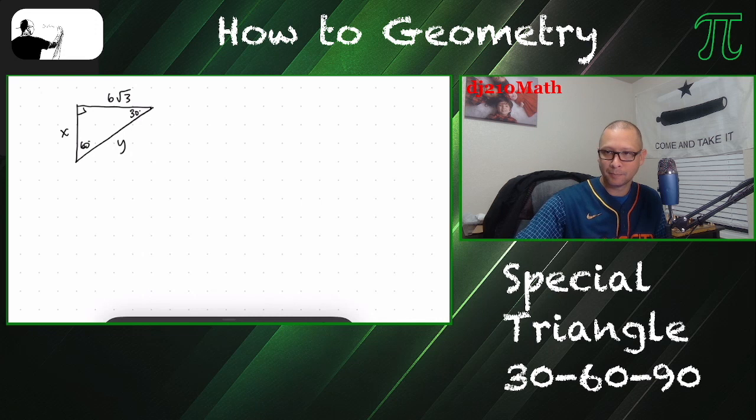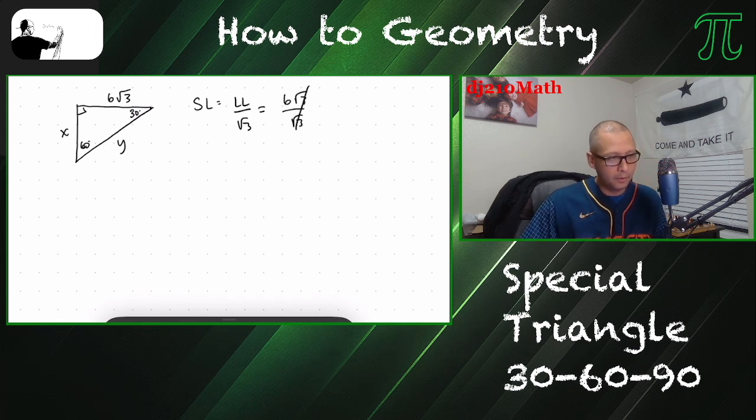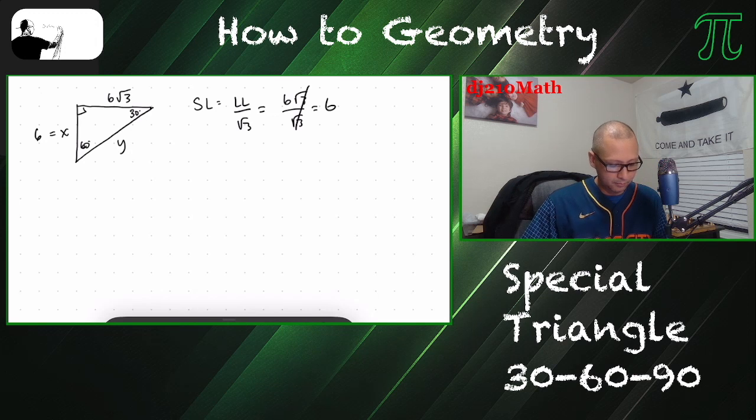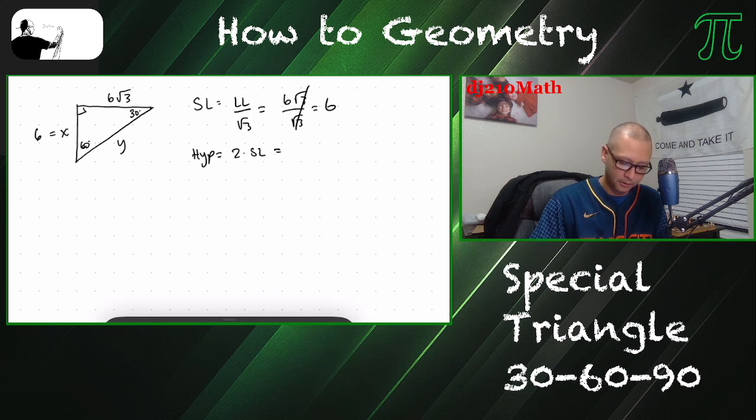Okay, here's another long leg situation. So this is going to be short leg first. The short leg is equal to long leg divided by root 3. So 6 root 3 divided by root 3, we have 6. Short leg, in this case, x is 6. And the hypotenuse is going to be 2 times the short leg. So 2 times 6, which is 12.